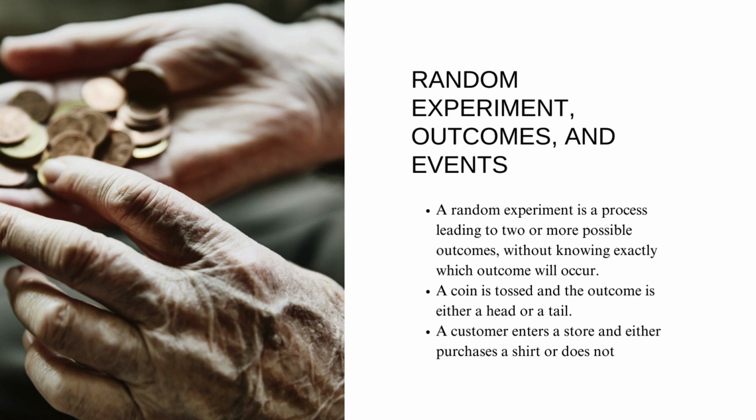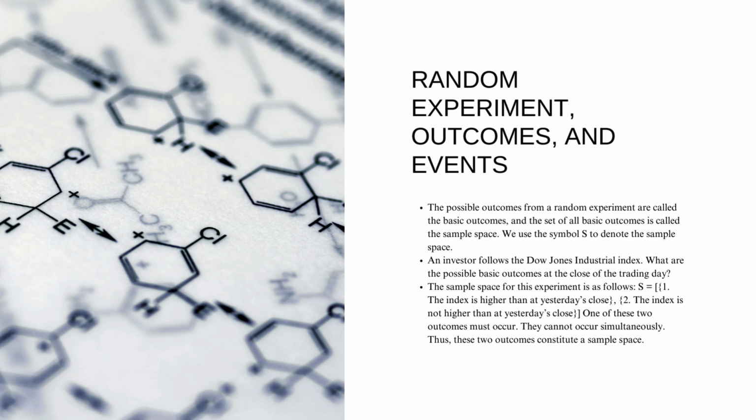A random experiment is a process leading to two or more possible outcomes, without knowing exactly which outcome will occur. For example, a coin is tossed and the outcome is either a head or a tail. A customer enters a store and either purchases a shirt or does not. In each of the random experiments listed, we can specify the possible outcomes, defined as basic outcomes. We do not know in advance which outcome will occur.